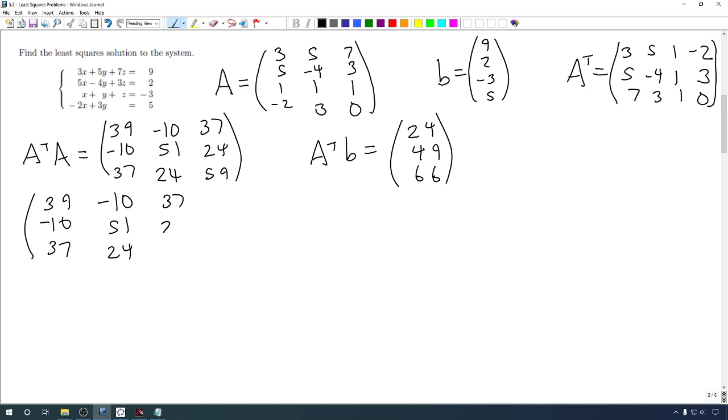And then 37, 24, 59, with the augmented part of 24, 49, and 66. Now, note, we could have just gone ahead and immediately written our A transpose A here and our A transpose B here and skipped having to write it out. Once you get more used to it, that's pretty straightforward to do. So we don't necessarily have to write down every little step every single time. But I just want you to have an idea of what things are and where they're going.